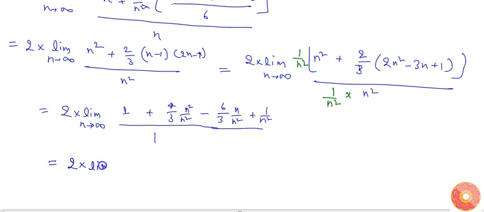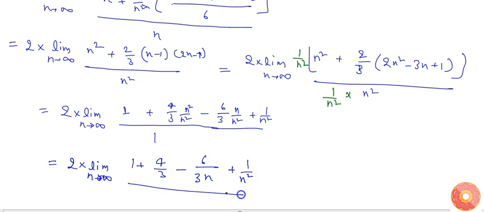So I get 2 into the limit as n tends to infinity of 1 plus 4 by 3 minus 6 by 3n plus 1 by n square, by 1. If I put n equals infinity, this term becomes 0 and this becomes 0. So I get 2 into (1 plus 4 by 3), so it will be 14 by 3.